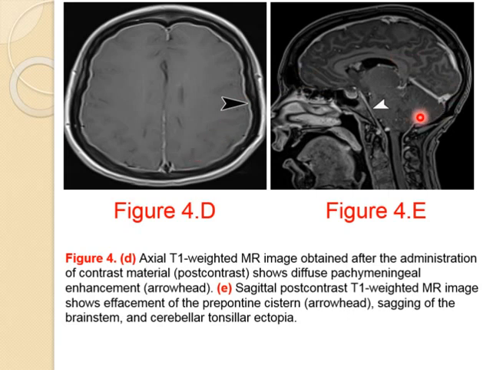In this image, in the sagittal post-contrast, we see the effacement of the prepontine cistern here, sagging of the brainstem, and cerebellar tonsil ectopia.